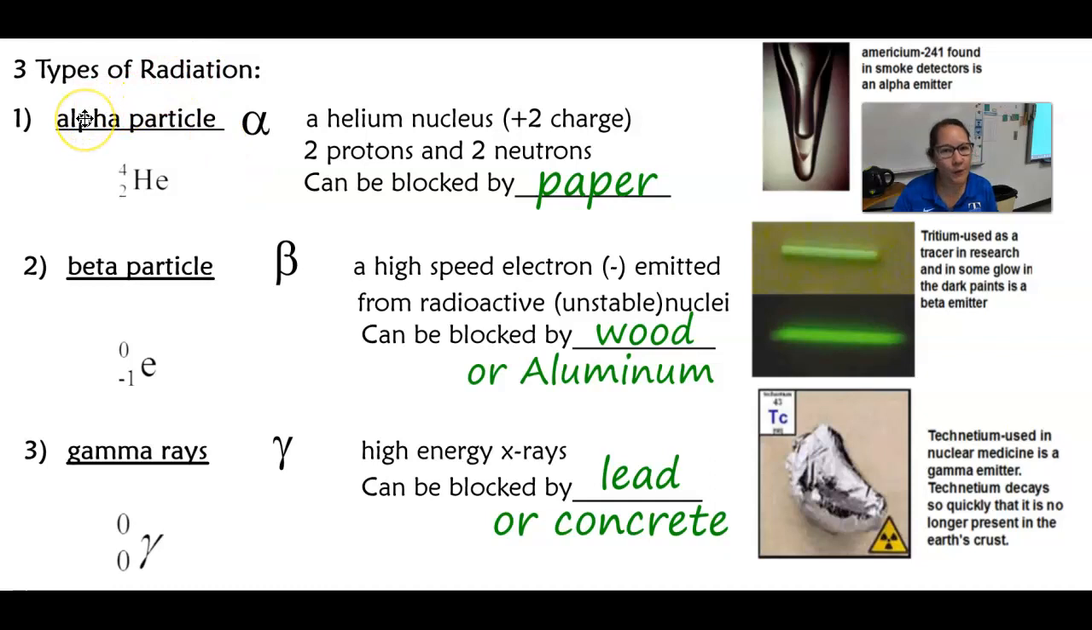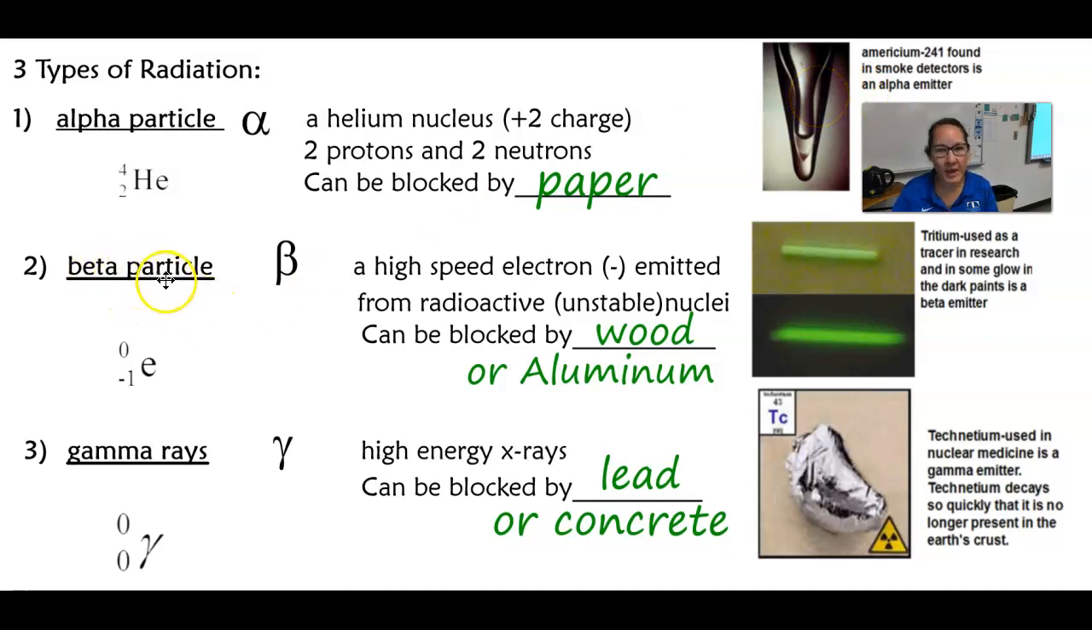The first is alpha radiation. It is abbreviated with this Greek letter α for alpha. And the symbol of an alpha particle is ⁴₂He. 4 is the mass number, 2 is the atomic number, and helium is the symbol. A helium nucleus with a +2 charge has 2 protons and 2 neutrons, and it can be blocked by paper. Smoke detectors commonly emit alpha particles in order to detect smoke during a fire.